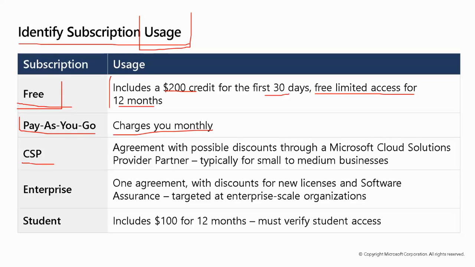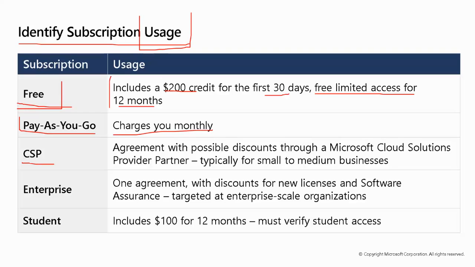We have the CSP, which is a cloud solution provider. It is more like a contract that you will have with them. Not a contract, more like an agreement. You can have some discounts. This is more for small businesses that are growing into the cloud. They offer this agreement. Then we have the enterprise subscription.